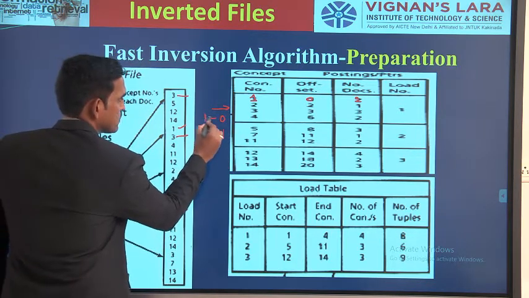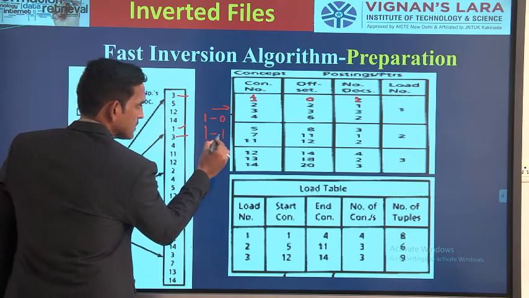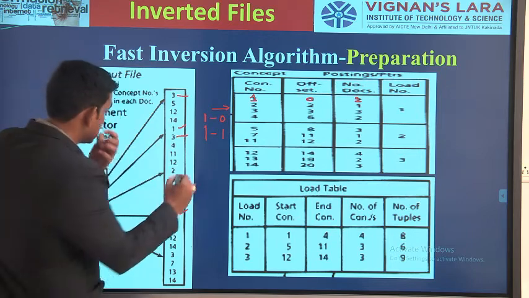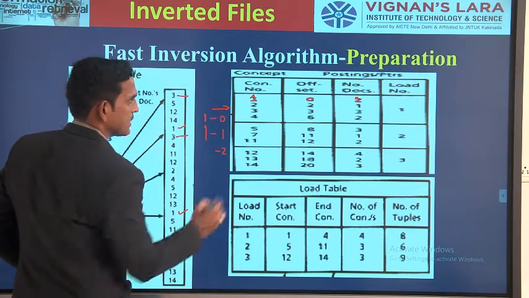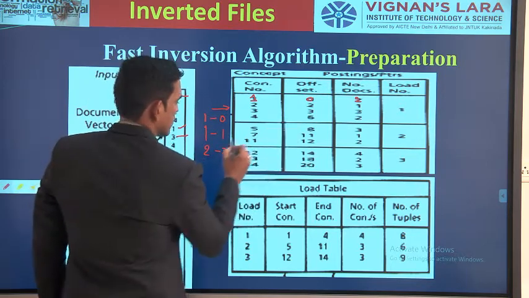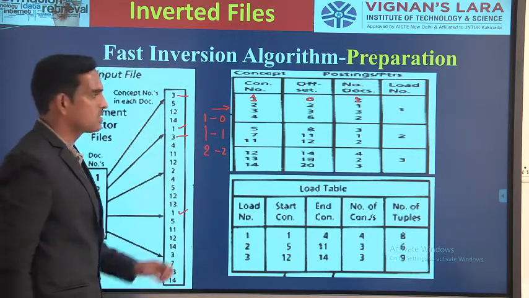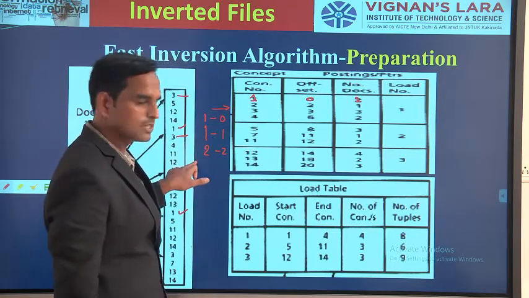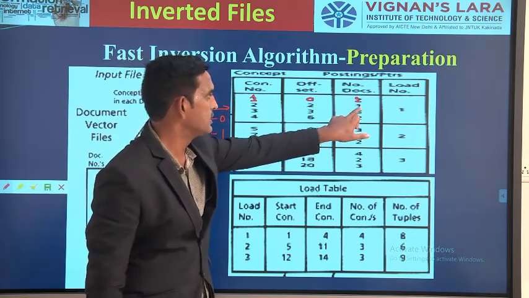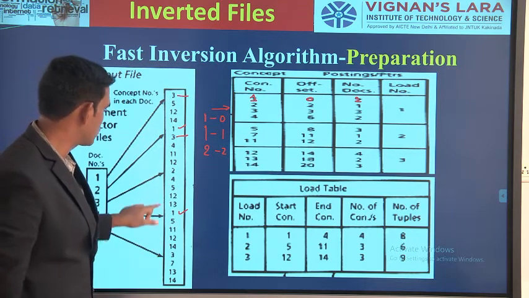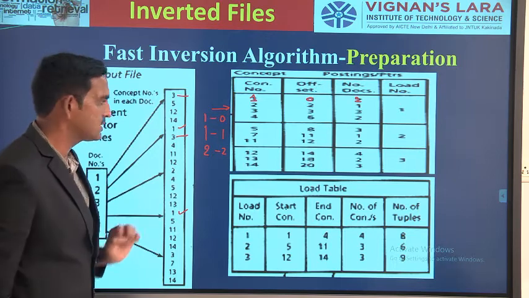So the first offset, that is offset 0, contains concept 1, and offset 1 also contains concept 1, and your second offset will contain concept 2. So concept 2 is present at the second offset and it is present in only one document. If you check, it will be present in only one document, that is document 3.